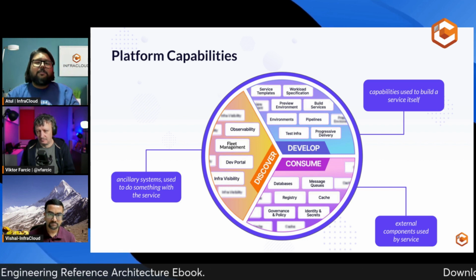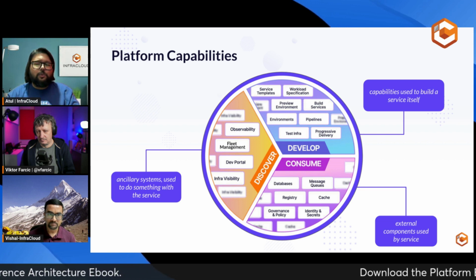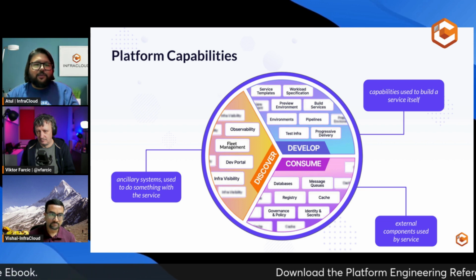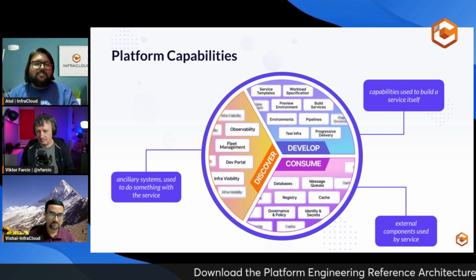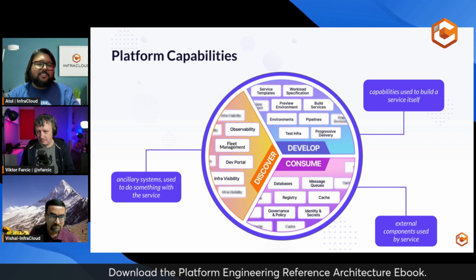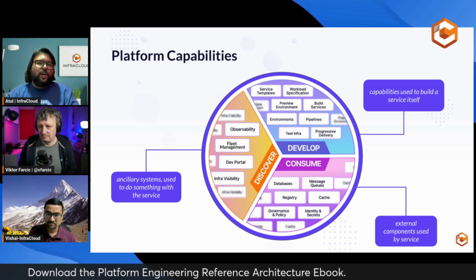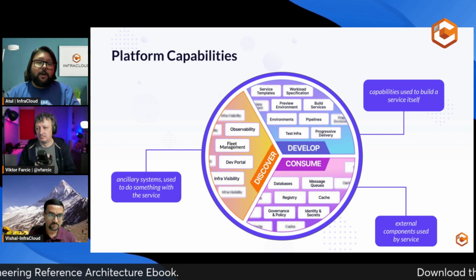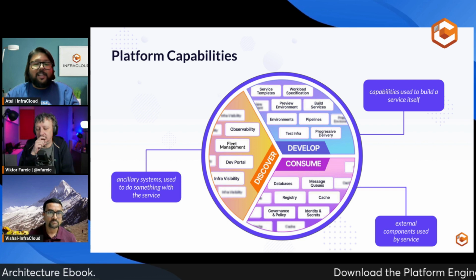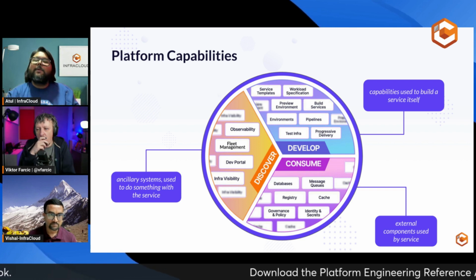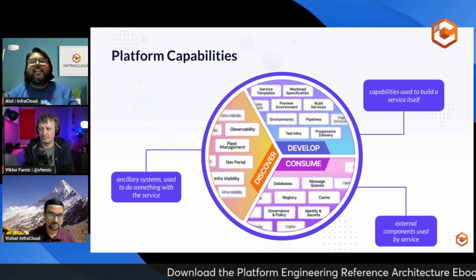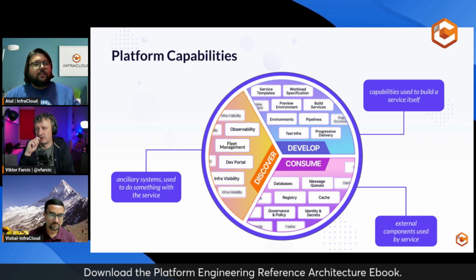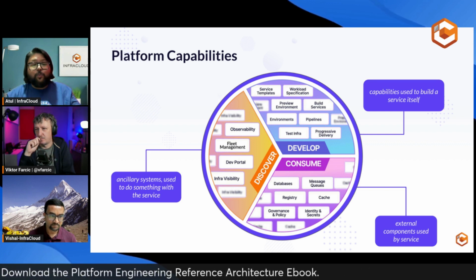And lastly, there are some ancillary systems that are used to do something with the service that you are building. That's where you have things like observability, fleet management, developer portals, and so on. All of these services will help you discover more about the application or the service that you are building. So whenever you are building a platform, these are the capabilities where you can bucket all the services that you want your platform to offer.